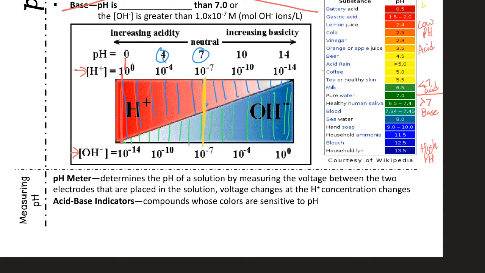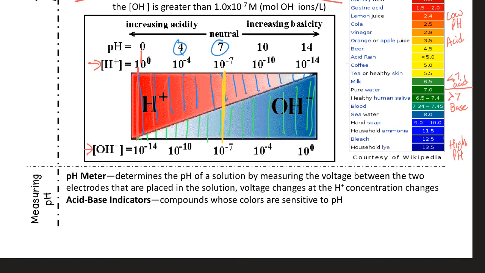A pH meter is what you're going to use because they're such great electrolytes. You can use a pH meter to measure the voltage between the two electrodes. So the higher the concentration of your ions, the more voltage is going to go through. Acid-base indicators are just compounds whose colors change, and you saw examples of that in the POGIL, the acid-base one, where you could see that the litmus paper would turn red or blue depending on whether something was an acid or base. And that's the end of the notes.